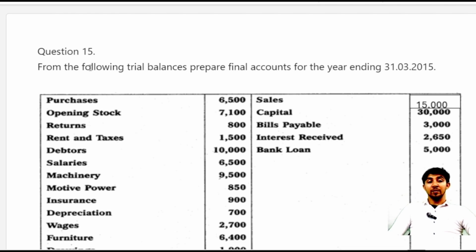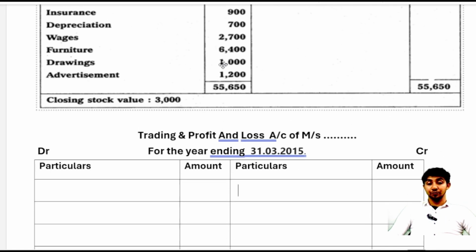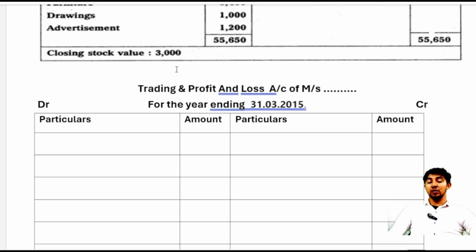It is telling that from the following trial balance, prepare final account for the year ending 31/3/2015. In this statement, the name of the business is missing. The business name is not given, so we also do not write the business name in our heading. So the heading will be: Trading and Profit and Loss Account of Mrs. Dash for the year ending 31/3/2015. Now, if we are making an account, then it is mandatory to write DR and CR on both the sides.